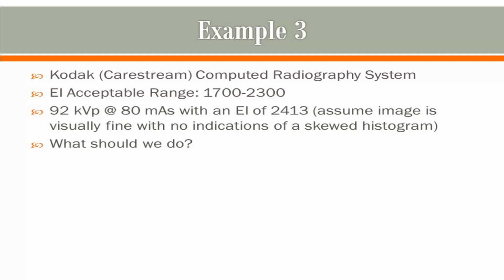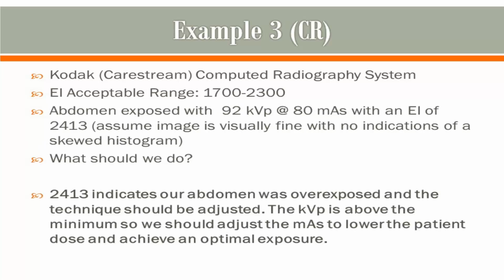Using a Kodak or Carestream computed radiography system, a radiograph is created using 92 kVp and 80 mAs. The EI is 2413. We are assuming the image is visually fine and there are no indications of a skewed histogram. The acceptable range for the EI is 1700 to 2300 for this Kodak system. So what should we do?